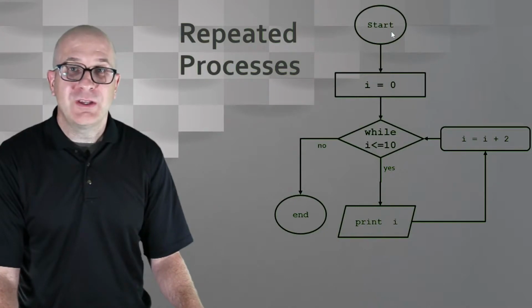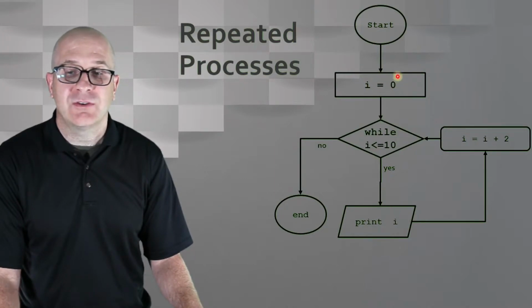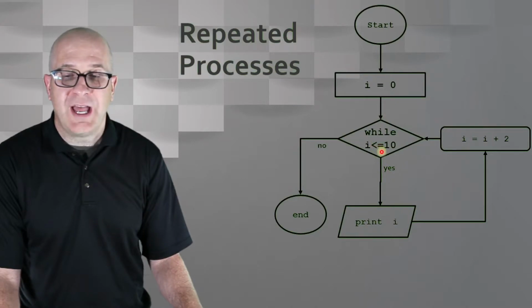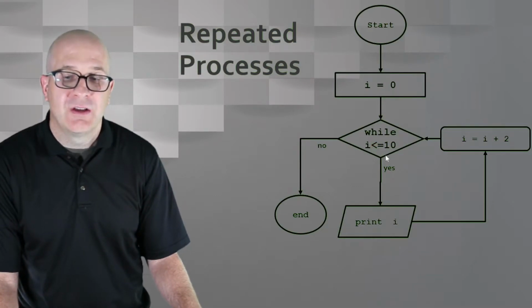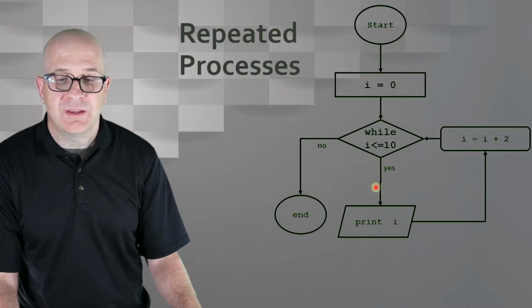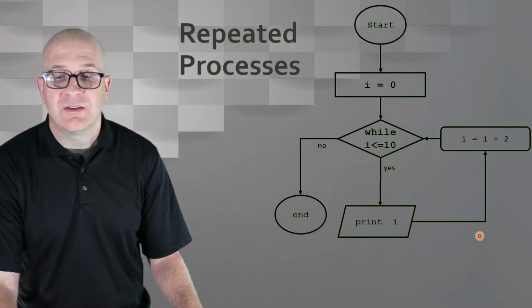So hopefully you've had a chance to take a quick look at it. We start here, we introduce a value of I equals 0, so we set up an initial value I equals 0. Then we go into this decision diamond, and it says while I is less than or equal to 10, we're going to perform this loop. So while this is true, is it true? Yes. We're going to do this loop here.